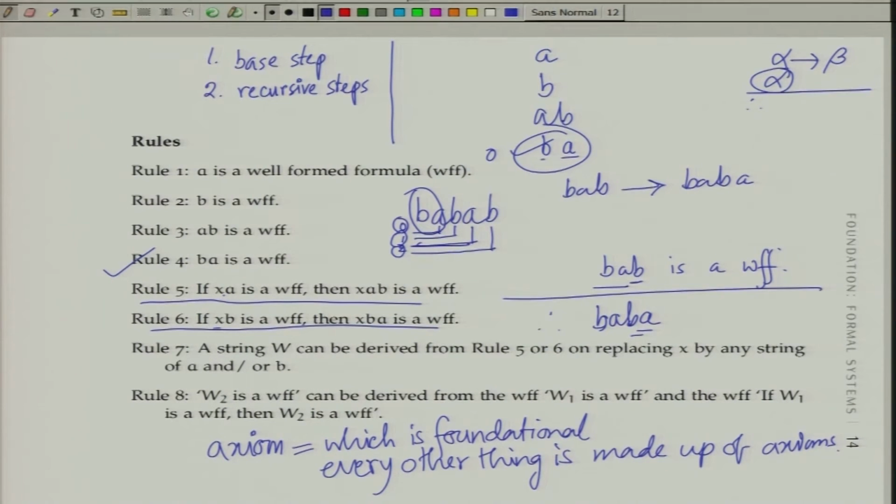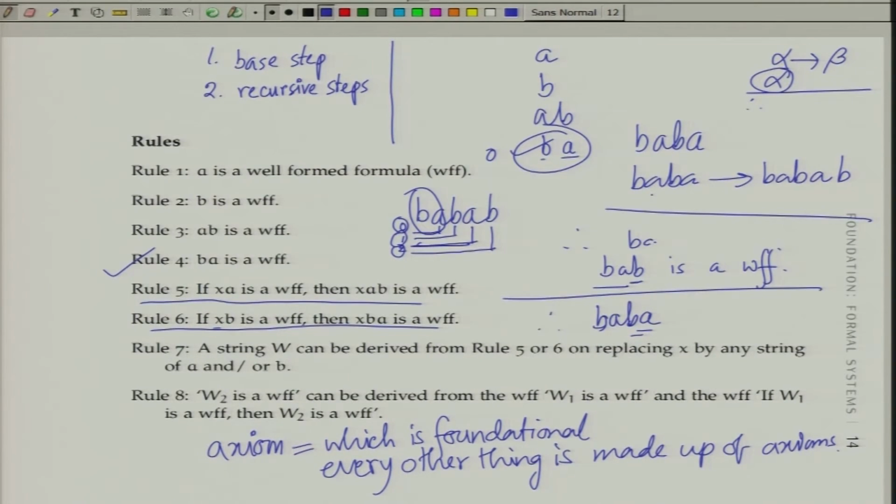So actually we'll alternate between rule 5 and rule 6 to make a string like this. Now we understand that, so by using that I just conclude what I said. We have already established that BABA is a WFF, and after applying rule 5 and replacing X by BAB, I get: if BABA is a WFF, then so is BABAB, and I derive BABAB. This is the final thing I wanted.